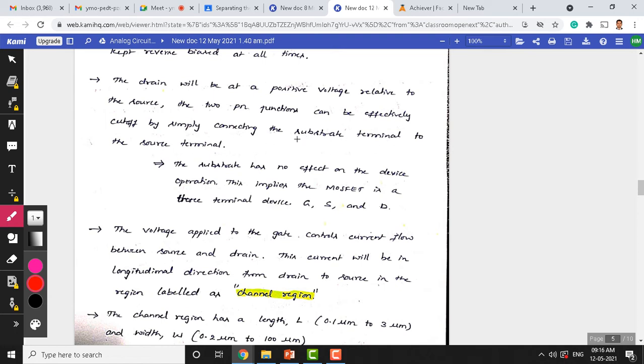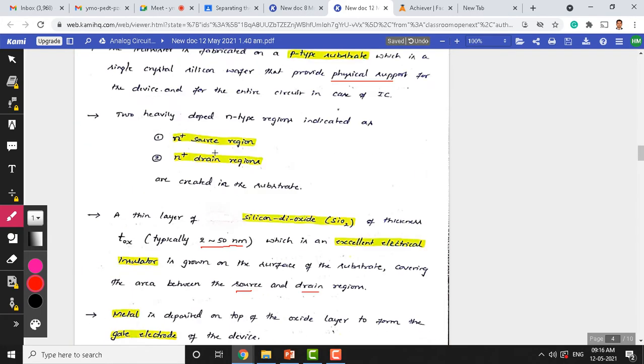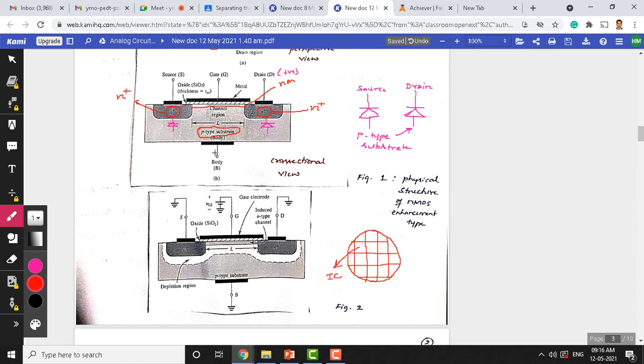We short circuit substrate and source terminal, because as I told you we generally use 3 terminals. The substrate terminal will get short circuited with the source terminal. Let me show that here. So this terminal I am talking about here. Generally we short circuit this source to the substrate here, so that we don't use this body terminal. Now we apply all voltages with reference to the source.